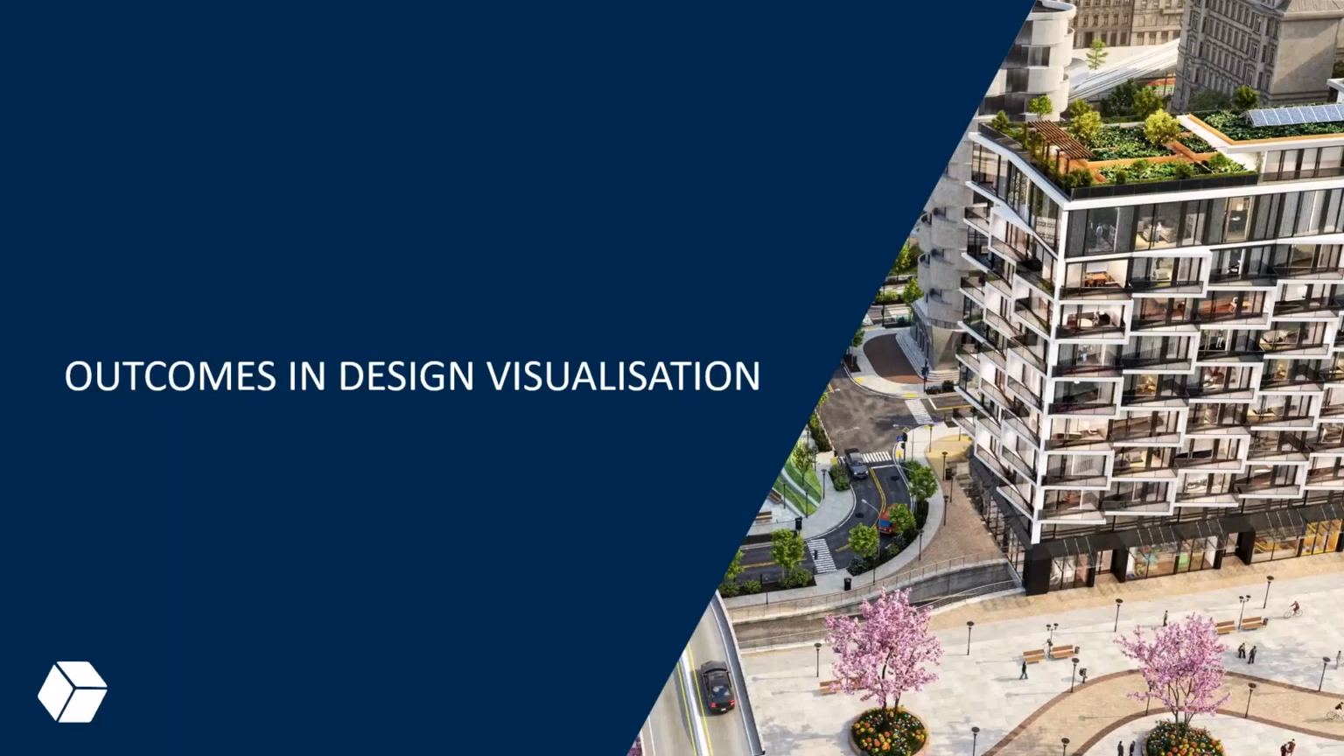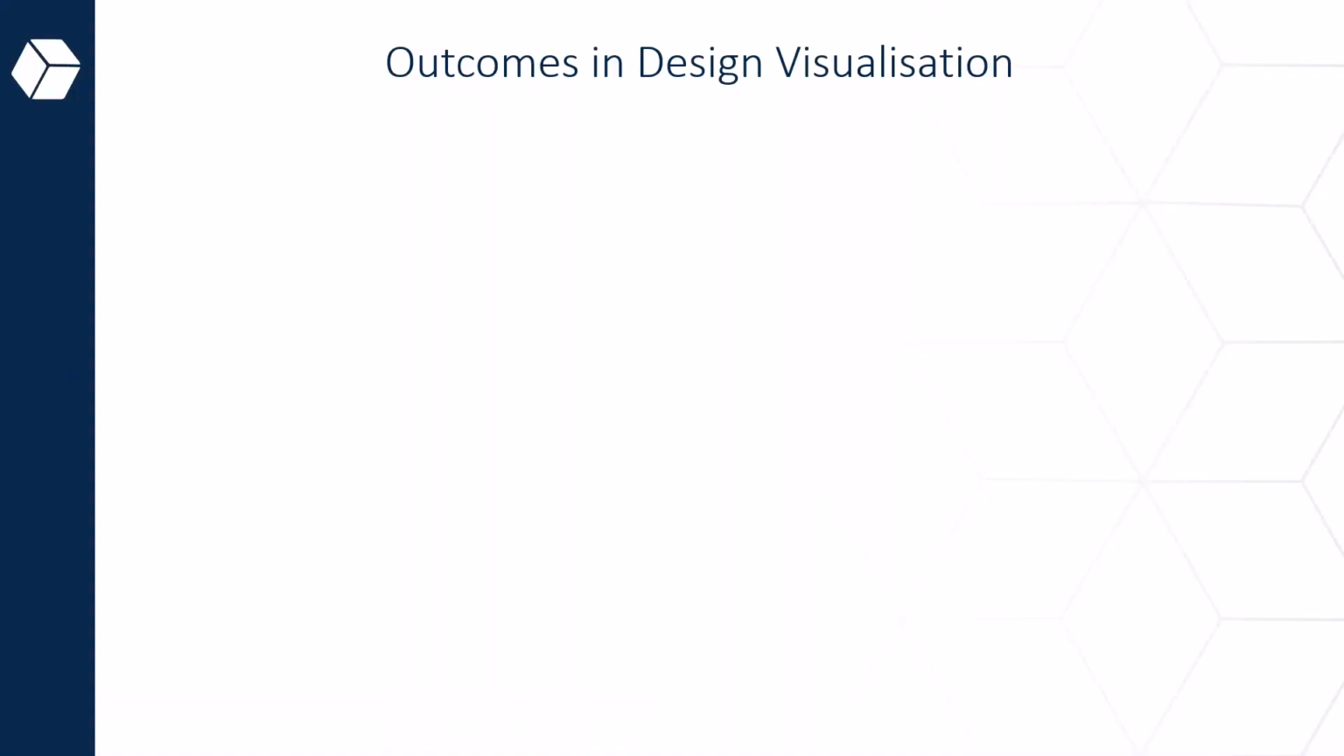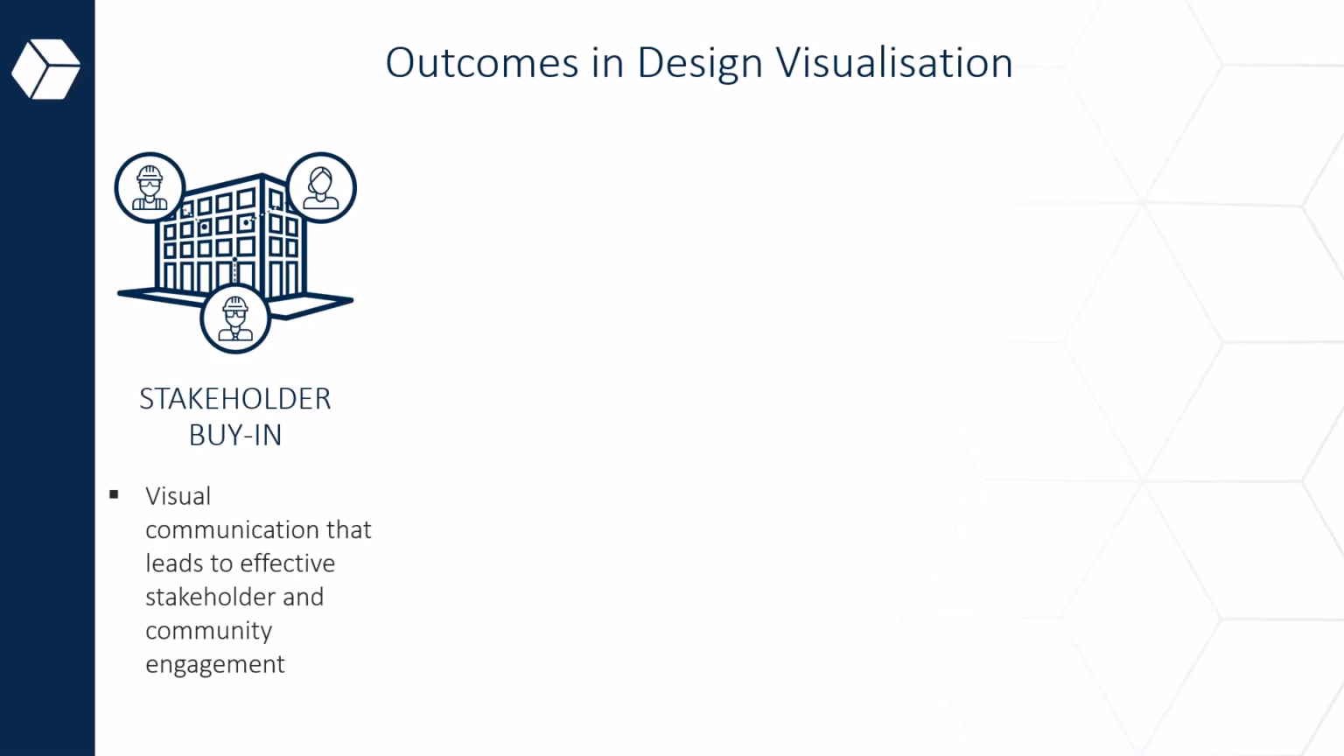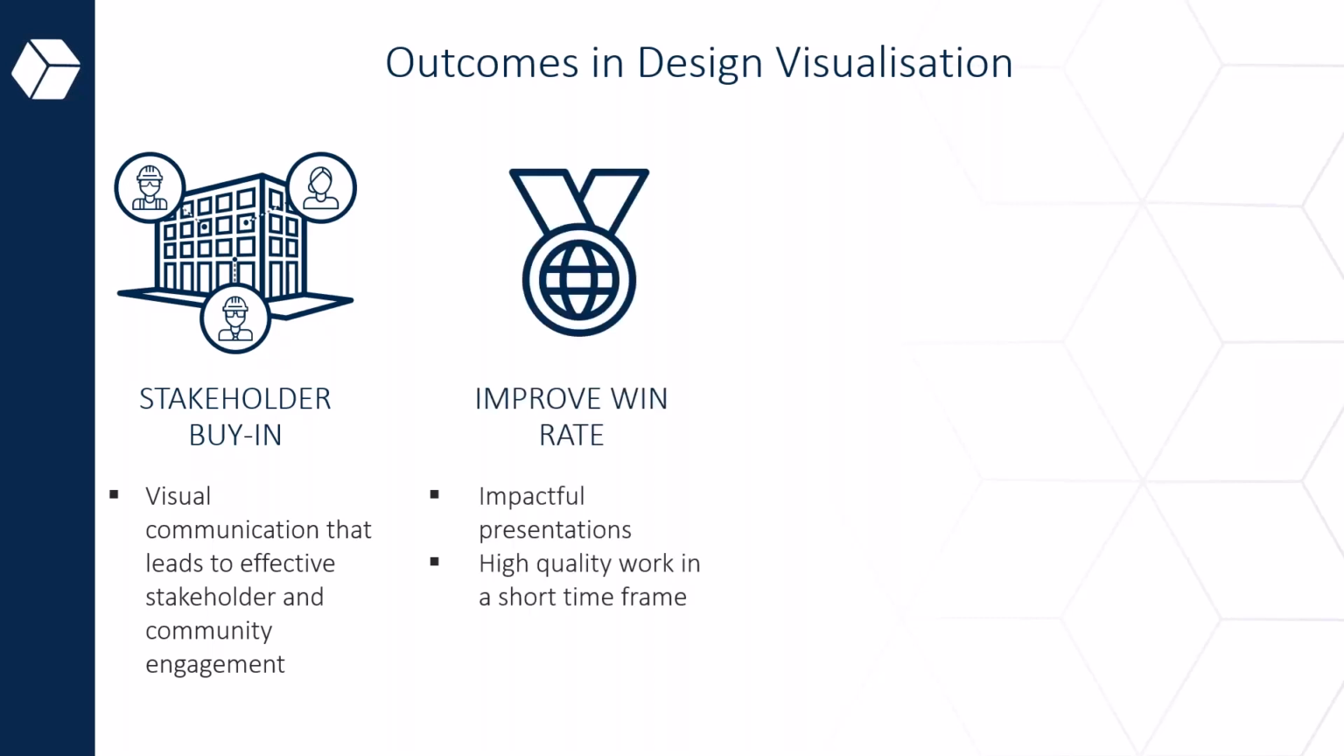Then when we come to outcomes in design visualization, when you take into account projects and what outcome we would want when it comes to design visualization and the capabilities that we have, we would want good stakeholder buy-in. So obviously thinking about the visual communication that Twinmotion would offer, this would lead to effective stakeholder and community engagement. So people would have a better understanding of what you're trying to convey to them, so they would obviously be more interested in the project.